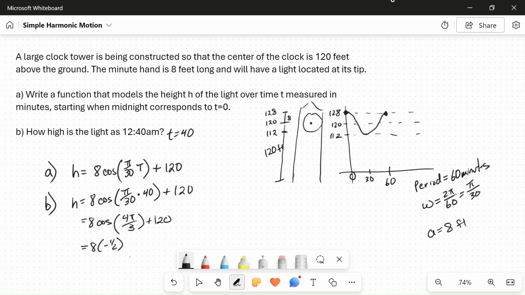And so we have 8 times the negative 1/2 plus 120. 8 times the negative half is a negative 4. So negative 4 plus 120. So our height after 40 minutes is going to be 116 feet.